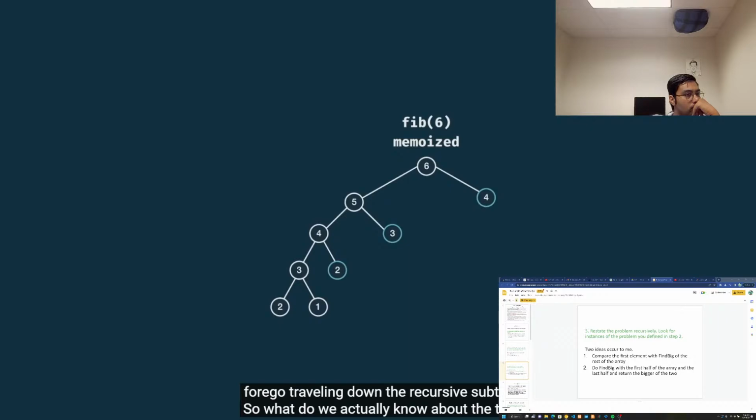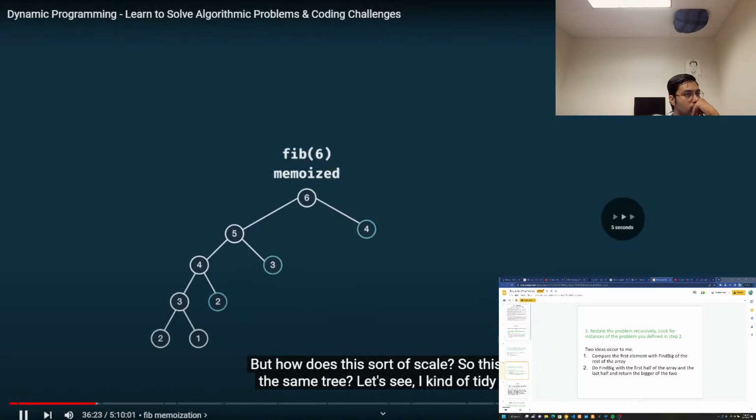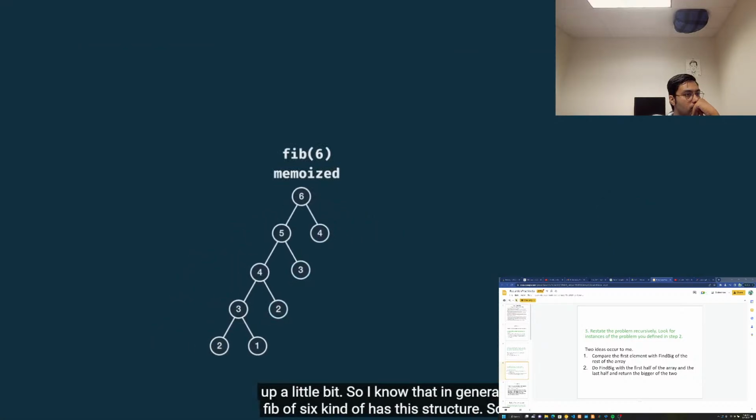So what do we actually know about the time complexity of this function now? Well, I think it's really important that we always try to... this is the same tree, let's say I tidied it up a little bit. So I know that in general, fib of 6 has this structure. I want you to take a moment, look at this, and in your brain, picture what fib of 7 would look like. If I memoize fib of 7, what would its subtrees look like?